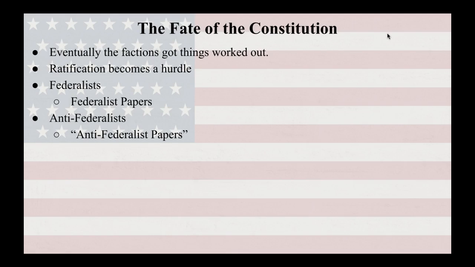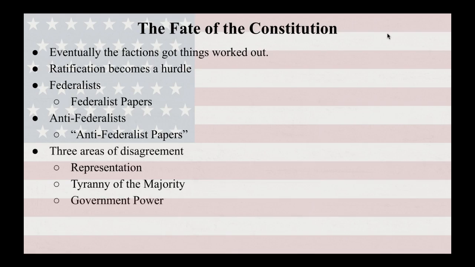Now, there are going to be three areas of disagreement. The three areas of disagreement are going to be representation, tyranny of the majority, and government power.